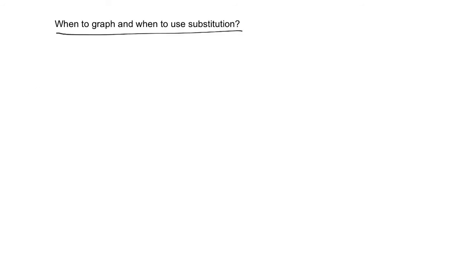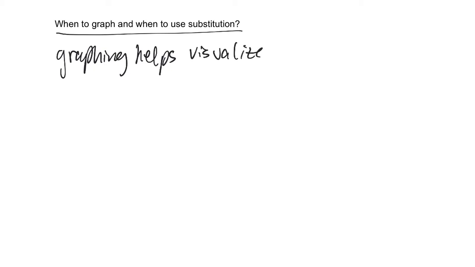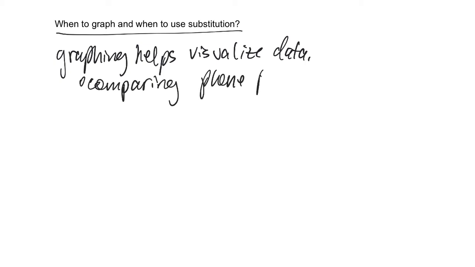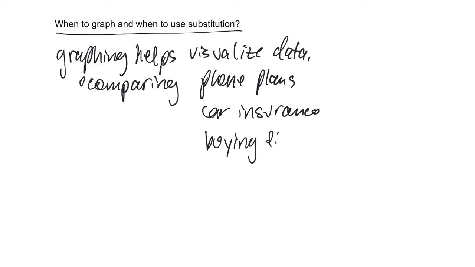So when do we graph and when do we use substitution? The choice is really yours. Sometimes graphing helps to visualize our data, like when you're comparing two things, such as phone plans, car insurance, or buying different stuff. Usually it's more than one thing at a time. It can help us visualize the data so we can see what's happening.